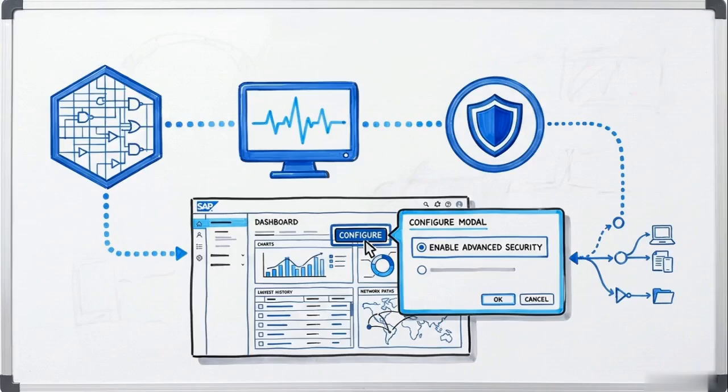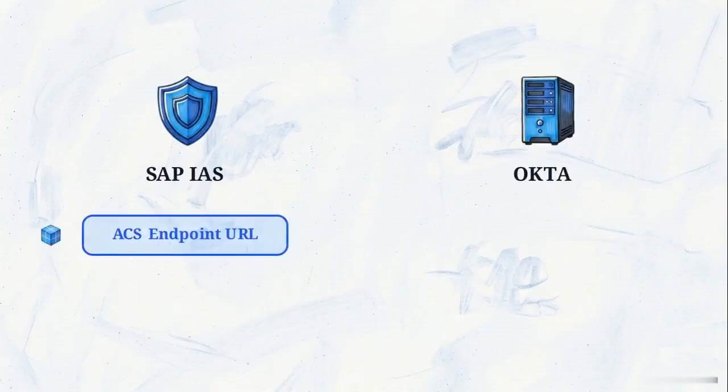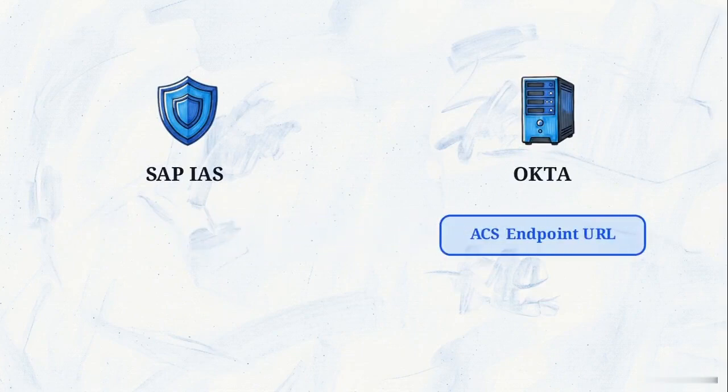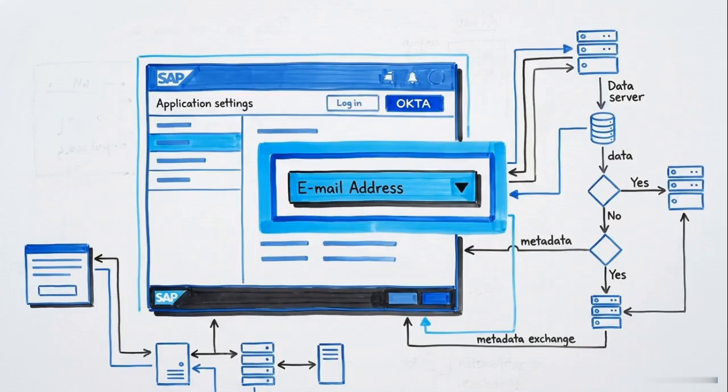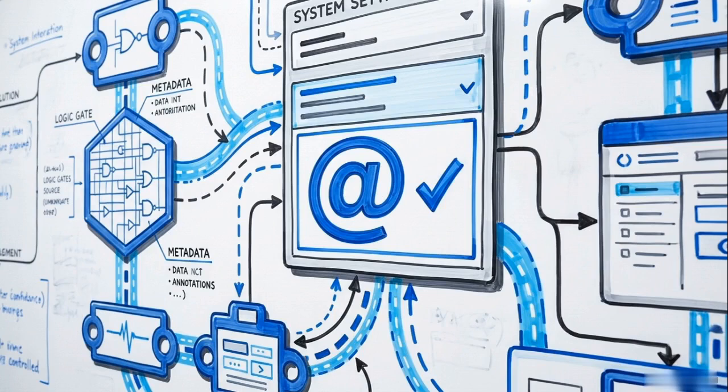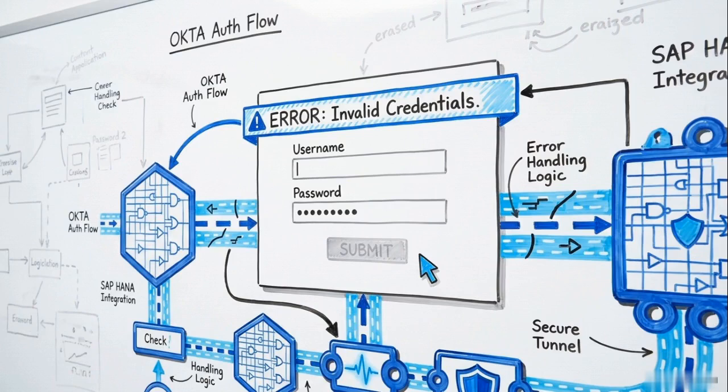Now move to Okta. Create a new SAML 2.0 web application to represent your SAP environment. To map the two systems, take the IAS ACS endpoint URL you generated and paste it directly into the Okta single sign-on URL fields. This UI mockup highlights the most common failure point in this setup. In your Okta application settings, the name ID format must be locked to email address. If this is set incorrectly, the systems will fail to map the users.